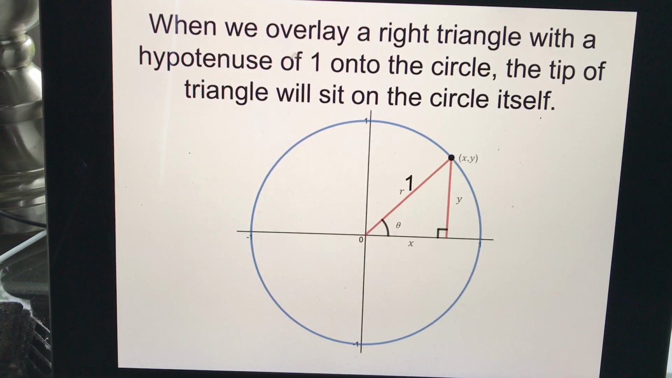When we overlay a right triangle with a hypotenuse of 1, so the circle has a radius of 1 and the triangle has a hypotenuse of 1, then the tip of the triangle actually sits on the edge of the circle. It becomes the dot, and that's how we're going to link this dot floating around in a circle. We're going to build a perfect triangle that has a hypotenuse the same as the radius of the circle, so the upper corner of the triangle is the same spot as the dot. It's pretty cool.